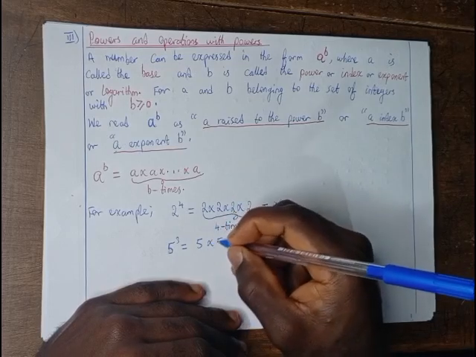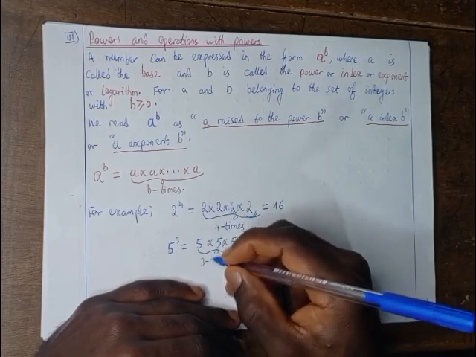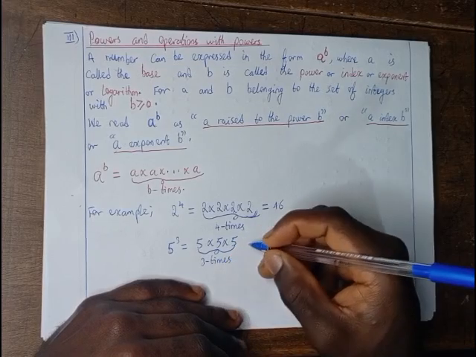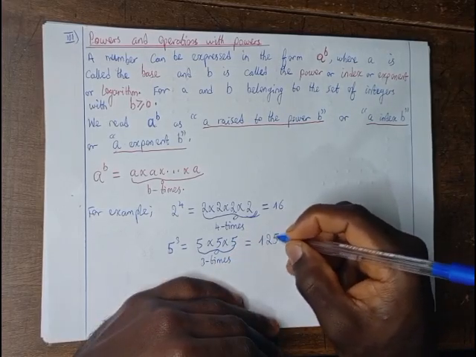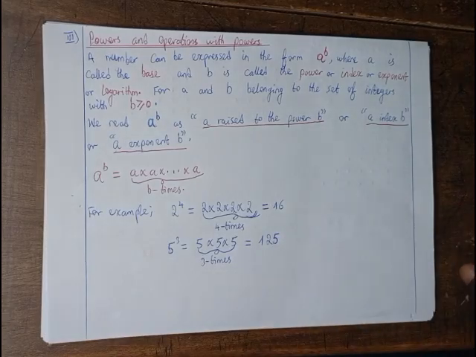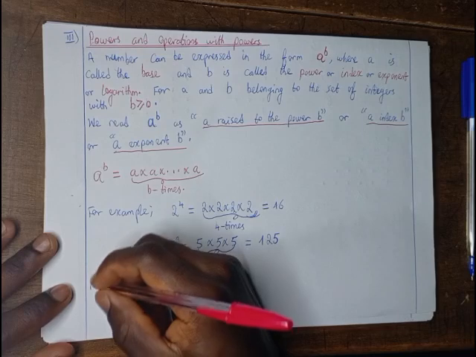If we take 5 raised to the power 3, it simply means you have to multiply the number 5 by itself 3 times. You can see it 3 times. This will simply give us 125. You're going to note this. It's important.